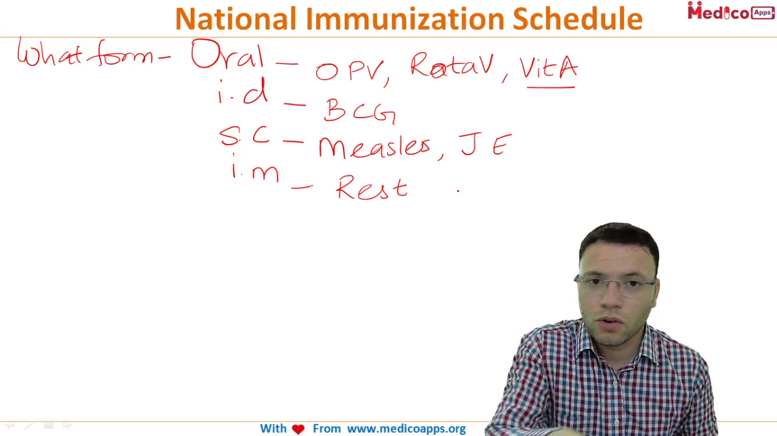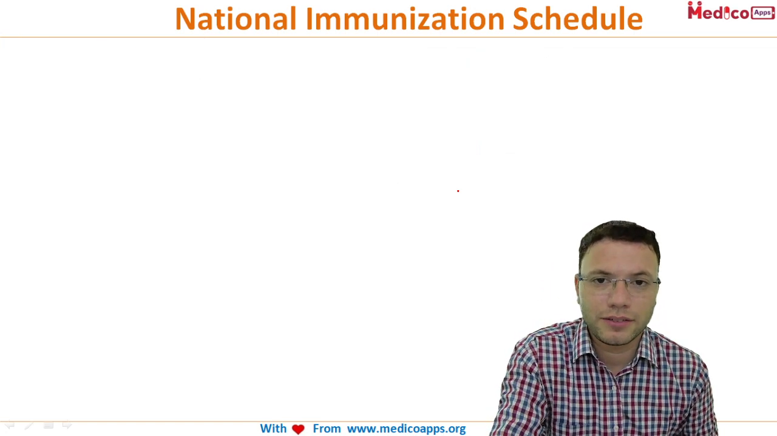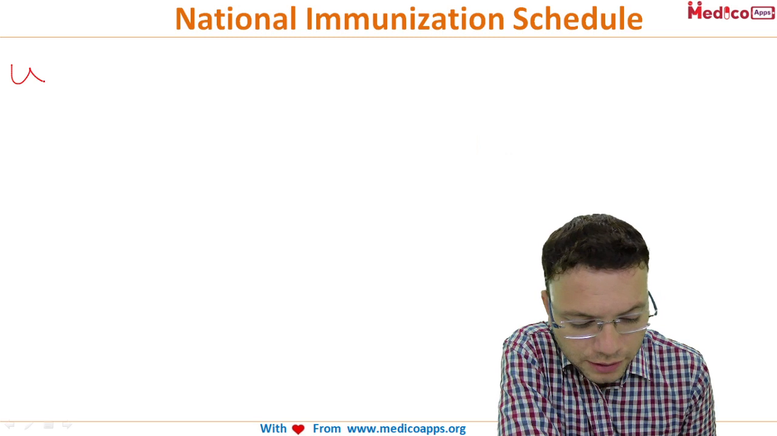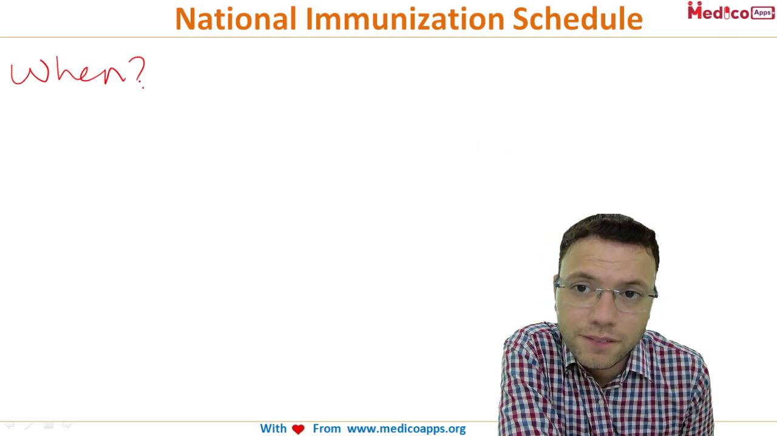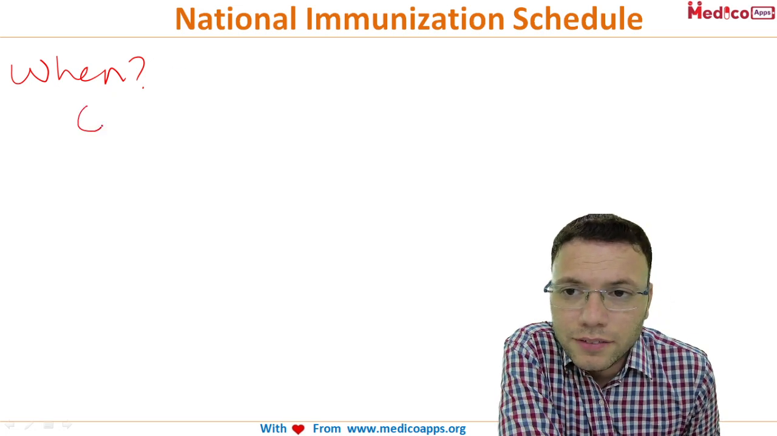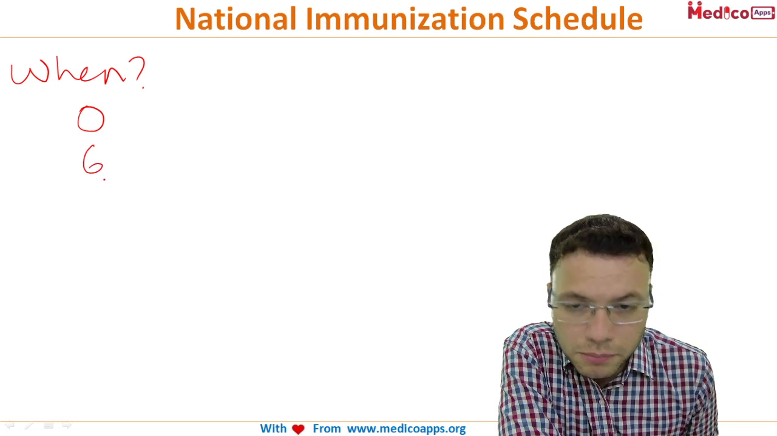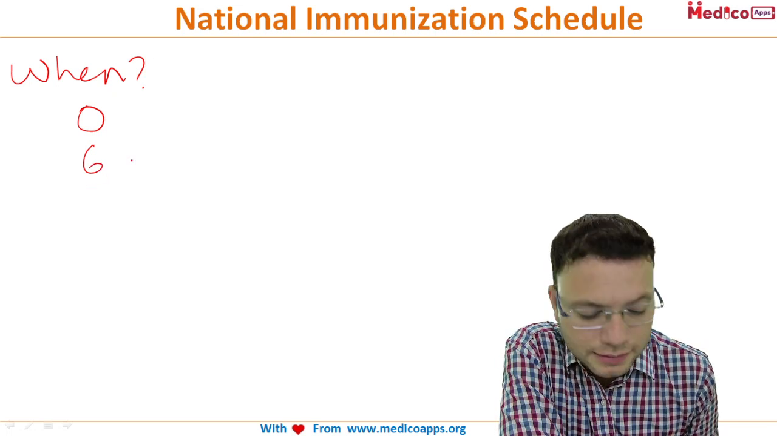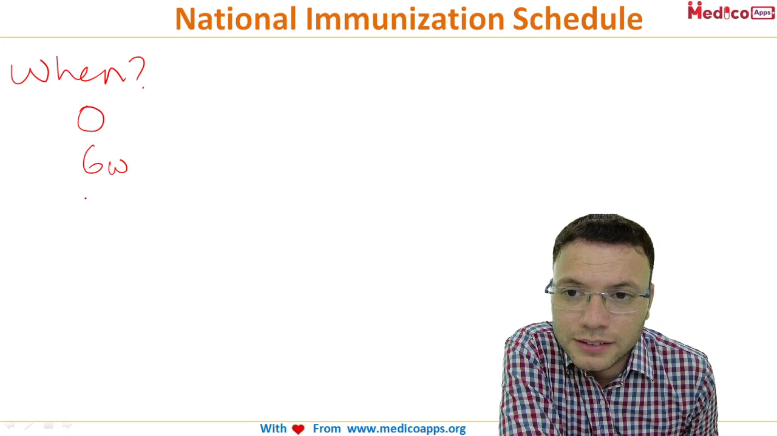Now we'll see when these are to be given. The second question would be when. So it's very easy to remember. I'll try to make it simple. Remember like this: 0 dose is at birth. Then call the mother to come with the baby at 6 weeks, 10 weeks, and 14 weeks.